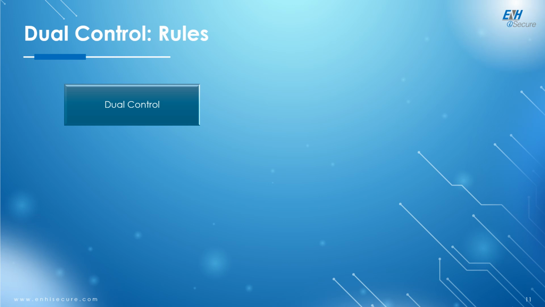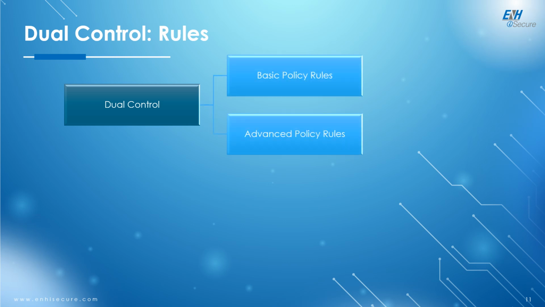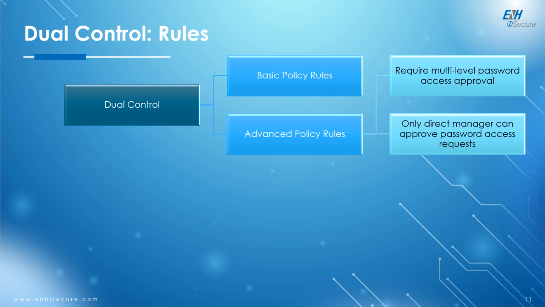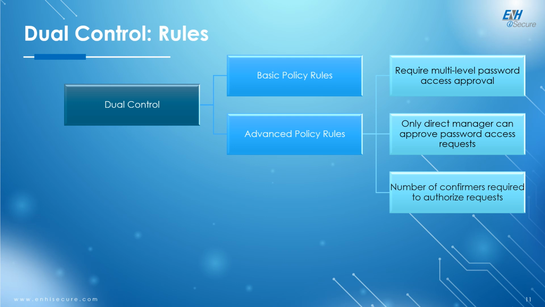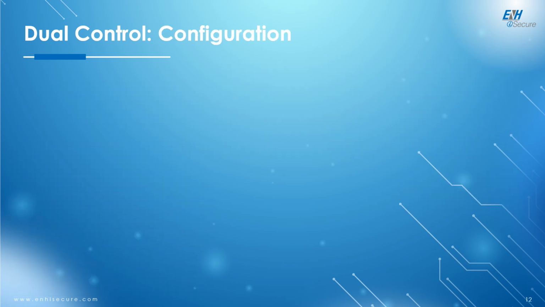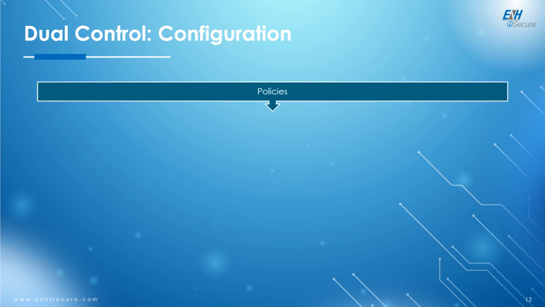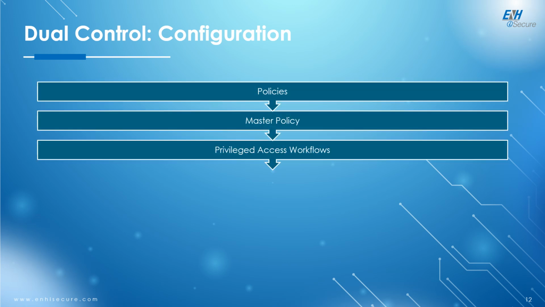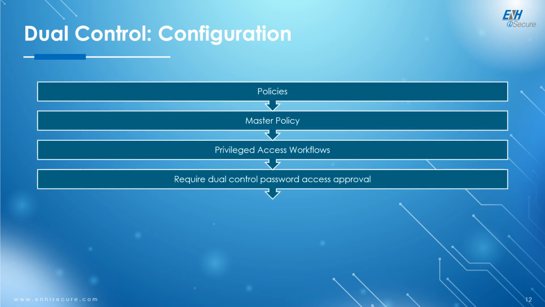CyberArk's dual control feature includes both basic and advanced policies, wherein basic policies require managers or safe owner authorization for access requests. Advanced policies support multi-level access approval, where only the direct manager can approve password access requests, and we can specify the number of confirmers required to authorize requests. Dual control configuration can be found under Policies, Master Policy, Privileged Access Workflows, then Required Dual Control Password Access Approval.